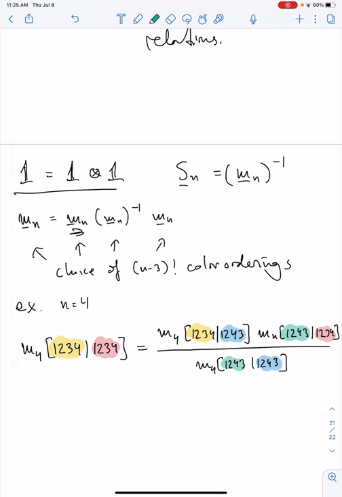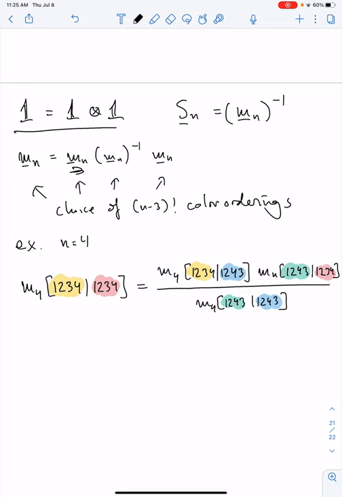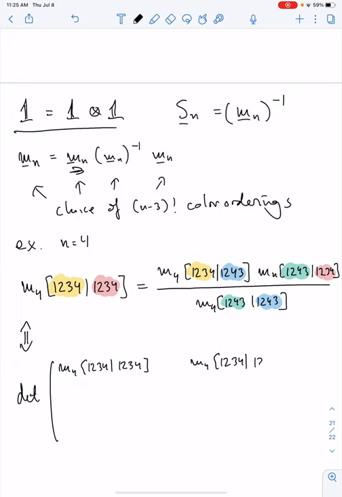So what does this identity say? Well, this identity is exactly the same as saying that a determinant of a certain 2x2 matrix vanishes. So this is equivalent to saying that the determinant of the 2x2 matrix with entries M4 of 1, 2, 3, 4 with 1, 2, 3, 4, M4 of 1, 2, 3, 4 with 1, 2, 4, 3, and so on, with the orderings 1, 2, 4, 3 and 1, 2, 4, 3, vanishes. As you can see, by explicitly calculating, these are exactly the same conditions.